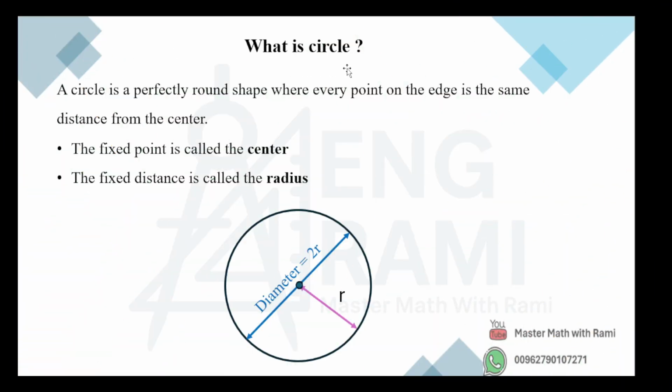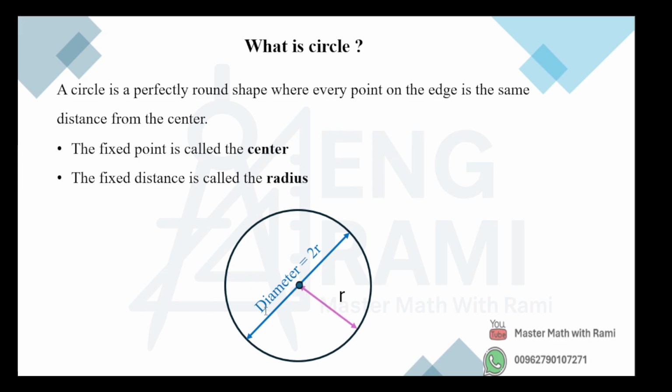What is a circle? A circle is a perfectly round shape where every point on the edge is the same distance from the center. The fixed point is called the center. Here, the blue dot is the center. The fixed distance is called the radius. The distance from the center point of the circle to any point on the edge, or the circumference of the circle, is what we call the radius.